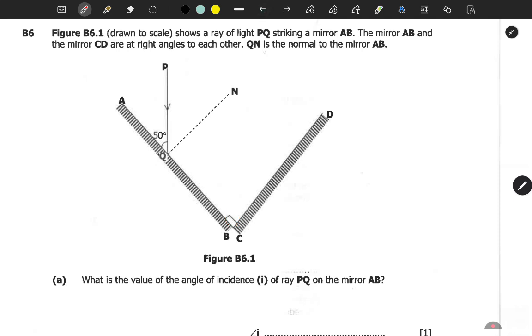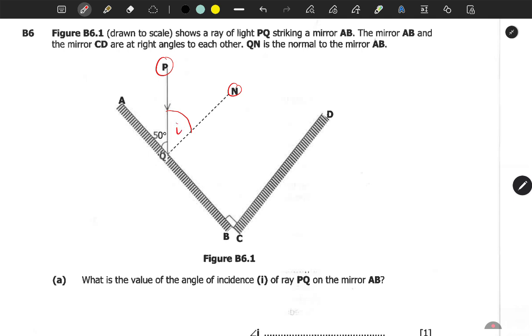And what else? QN is a normal. What is the value of the angle of incidence of ray PQ? So this ray PQ, what's the angle of incidence? What do we have to know about the angle of incidence? It is the angle formed between the normal and the incident ray. So this is the angle that we need.